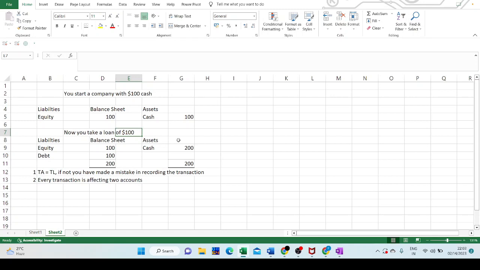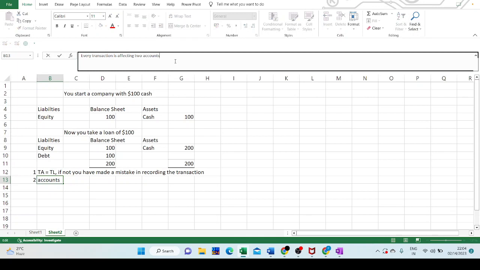When you took a loan of $100, it increased your cash balance and it increased your debt. So it affected two accounts, right? When you took a loan of $100, it increased your cash balance and it also increased your debt, thus affecting two accounts. This is known as double entry method of bookkeeping.